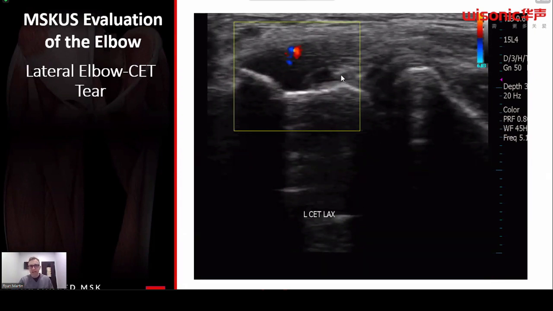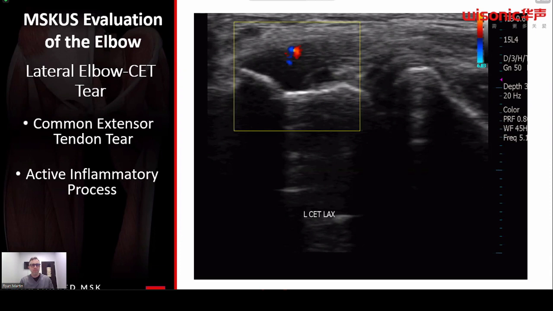So radial head, here's the capitular space right here. This is the epicondyle. You can see right in here, this is separated from the actual bone, and it was tested with dynamic evaluation of wrist extension, and you saw it pull away and retract. And you see an active inflammation response here.